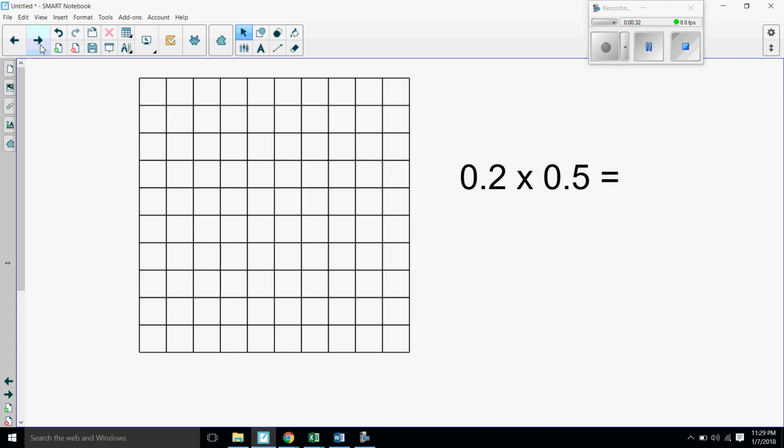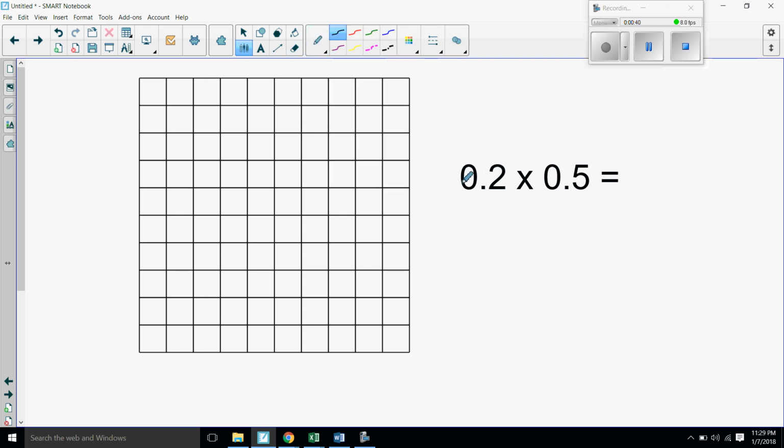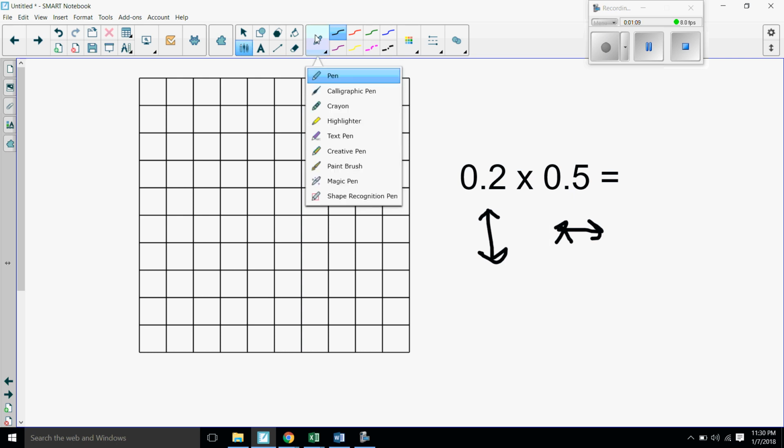Okay, so a couple things to remember before we start. First one is that the first number, see this 2/10, you have to shade this one down, up and down. And then this second digit, the 5/10, you're going to have to shade left and right. I could put arrows on them both ways if you want. The best way to show you this problem is just jump in and do it.